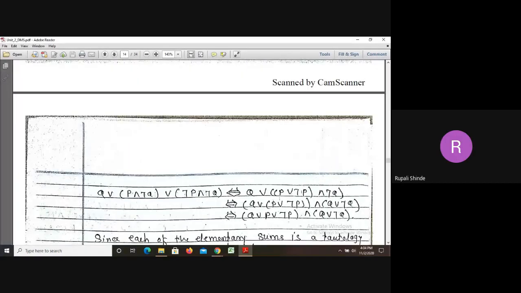So tomorrow I will share the link for those folders. I will make a separate folder for each and every unit.